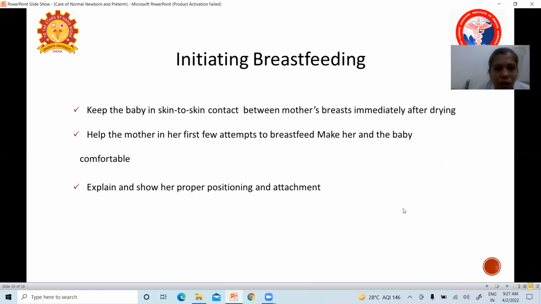Breastfeeding has to be started within the first hour of life. Keep the baby in skin to skin contact with mother's breast immediately after drying. Help the mother in her first few attempts. Counsel the mother, train the mother, show her proper positioning and attachment, and give her some positive reinforcement that the milk output is going to improve. She will be doing a very good job in feeding the baby. So we have to give positive inputs to the mother.